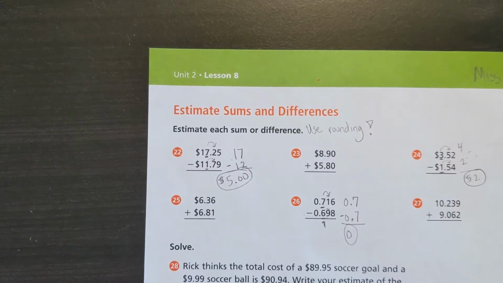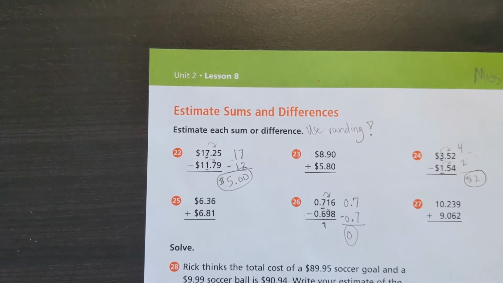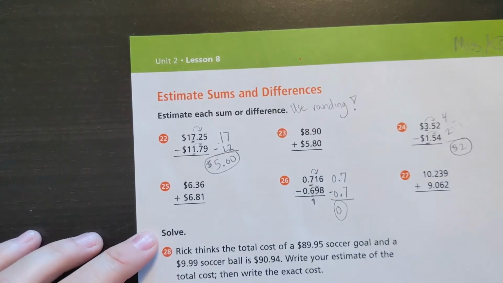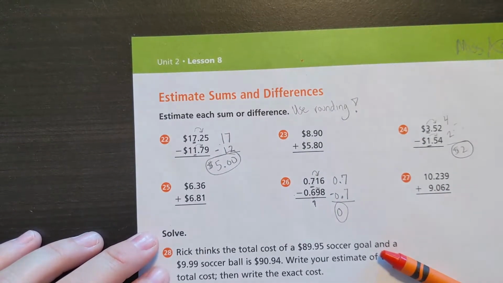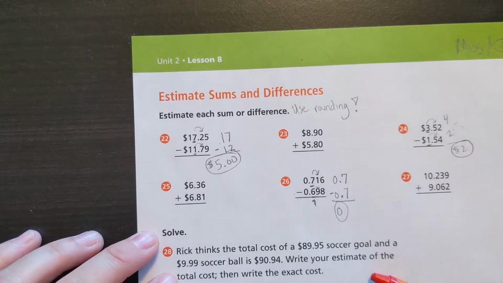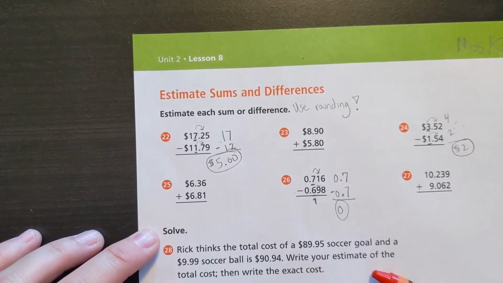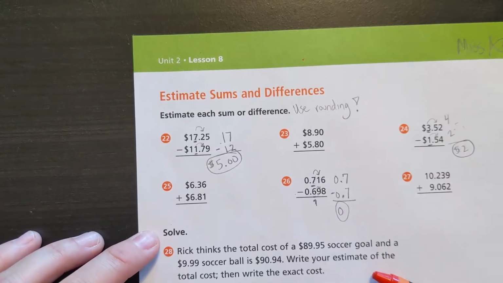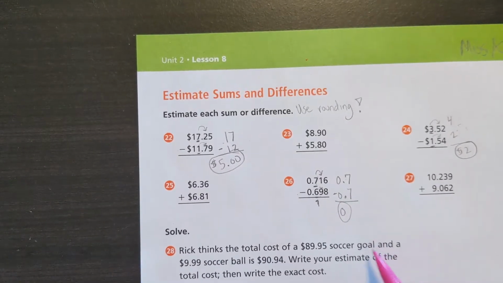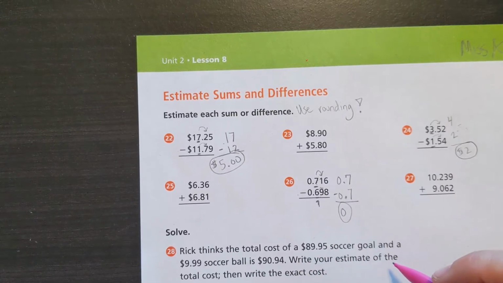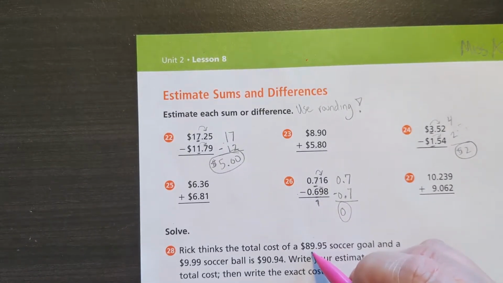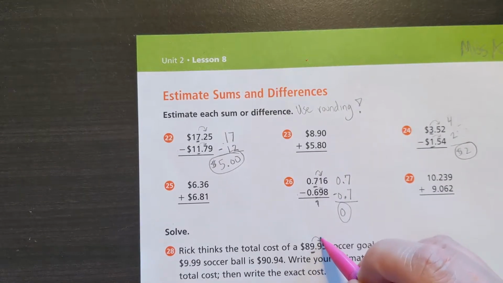Okay? The ones we really want to spend time on are numbers 28, 29, and 30. Number 28. Please pull out one of the colors we were using today. Rick thinks the total cost of an $89.95 soccer goal and a $9.99 soccer ball is $90.94. Write your estimate of the total cost, then write the exact cost. So we're going to estimate it first. Okay? $89.95. Let's round to the nearest ones. That 9 looks over to that 9.